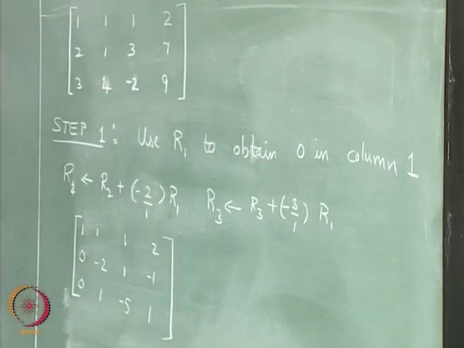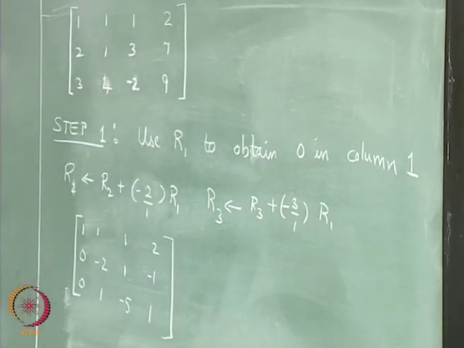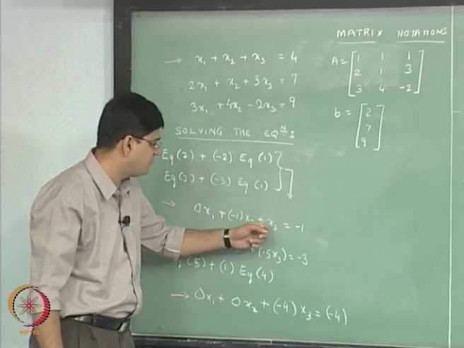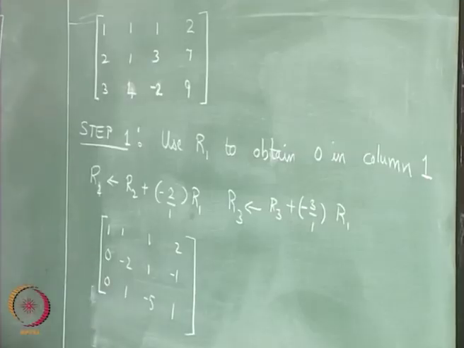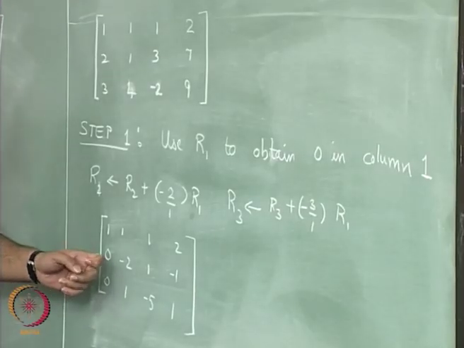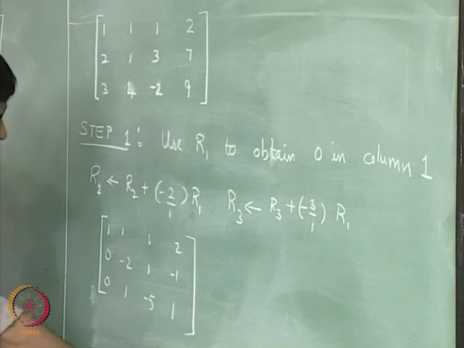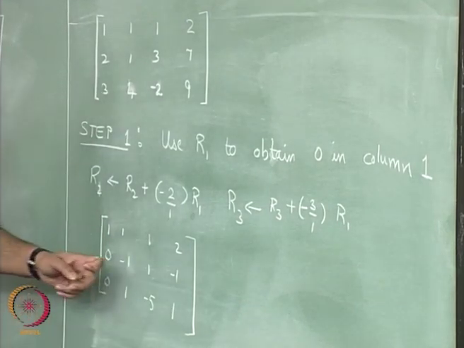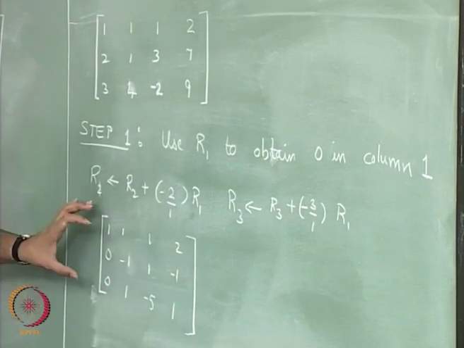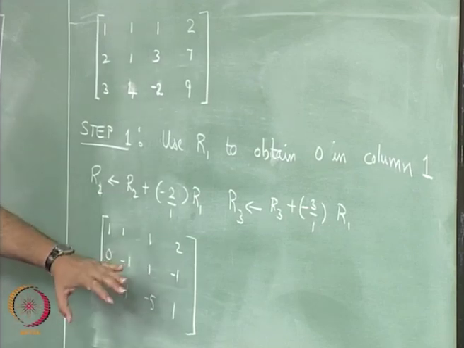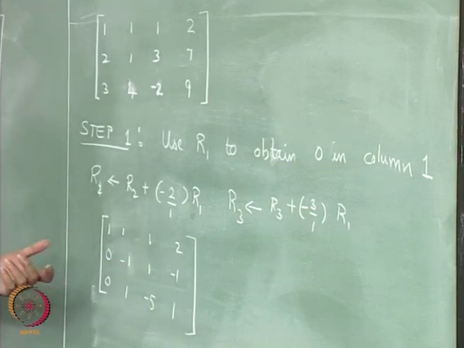Okay. And if we compare it with the equations that we got, the new equation was 0 minus 1 1 minus 1 0 1 minus 5 minus 3. Sorry, this should be minus 1, 0 minus 1 1 minus 1 0 1 minus 5 1. That is actually what we get as our matrix A after the first row operation.